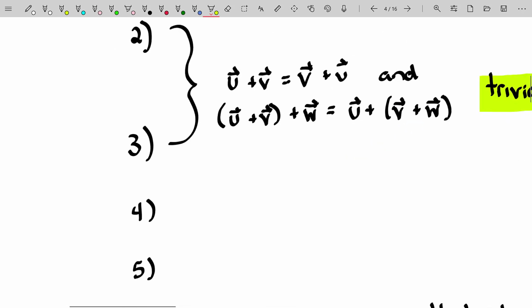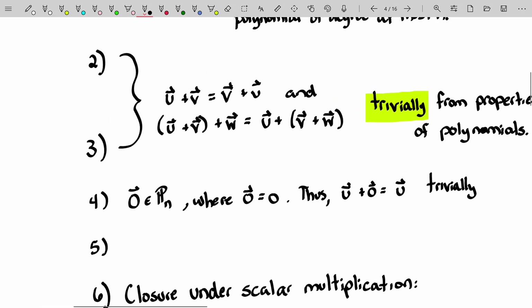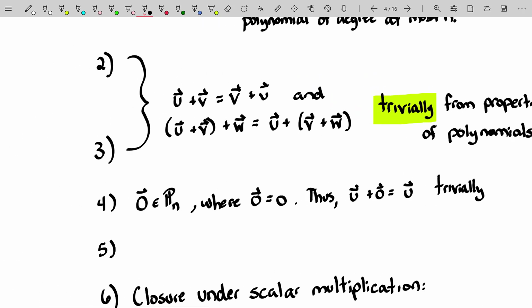Property 4, or axiom 4, is that we require an additive identity. Well, 0 is in our polynomial space. I'll just call it a space, or a polynomial set of vectors. 0 being just a scalar 0, but we're going to call it a vector 0 for right now, where the vector 0 is actually just the number 0. And if you add 0 to any polynomial, it's the original polynomial. Again, I wrote trivially there because I'm saying we have done that for many, many moons. There's no point for me to go through and prove to you that x squared plus x plus 1 plus 0 is x squared plus x plus 1.